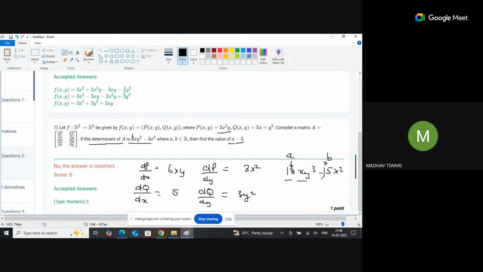I got a value as 18, b value as 15. Because the negative sign is already there, only 15 I need to take. So a, that is 18, minus b, that is 15, it will be 3. If it were plus, then I would take b value as minus 15. But it is negative, so that's why the negative sign is also compared.